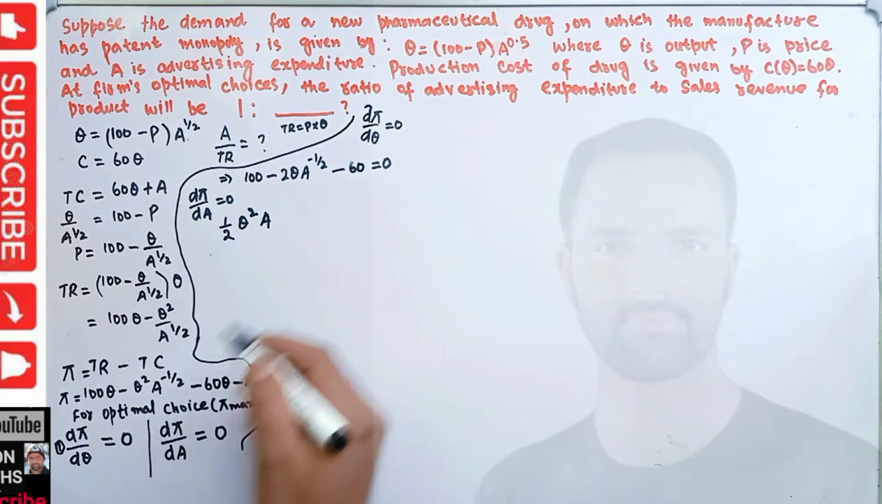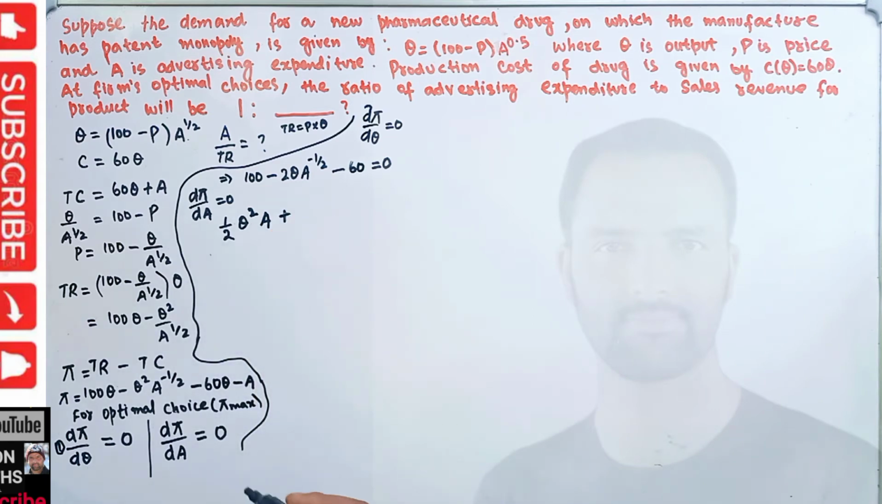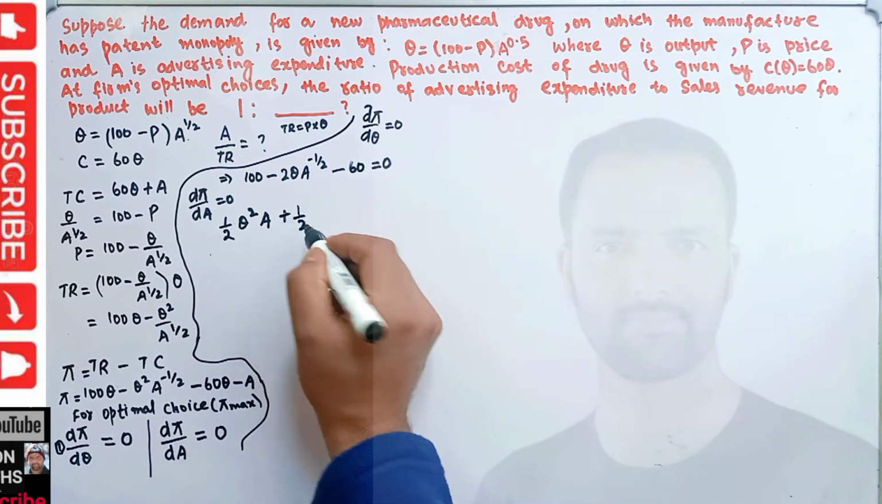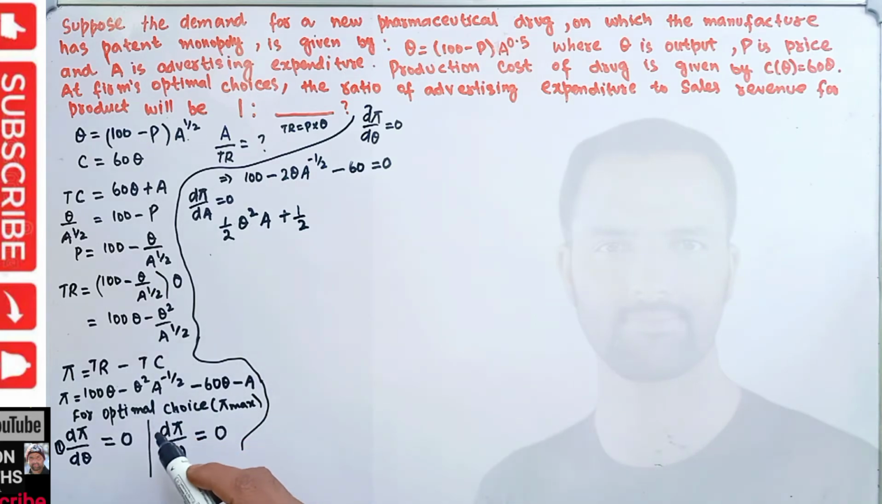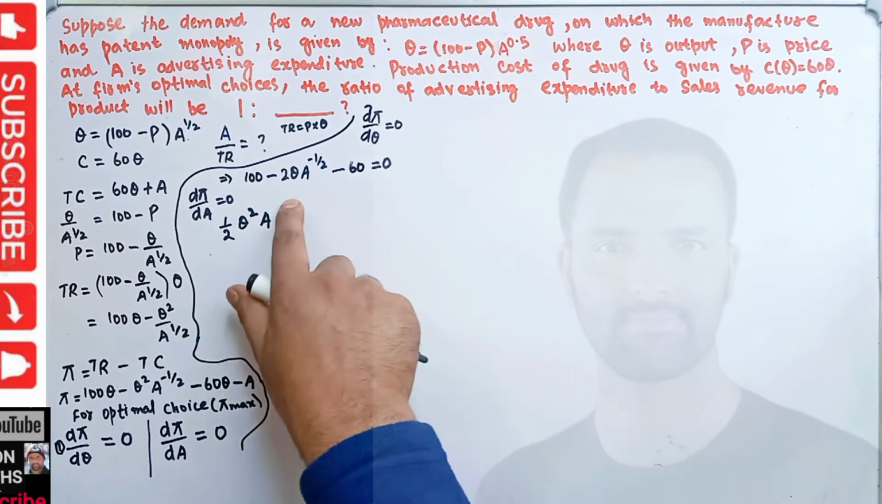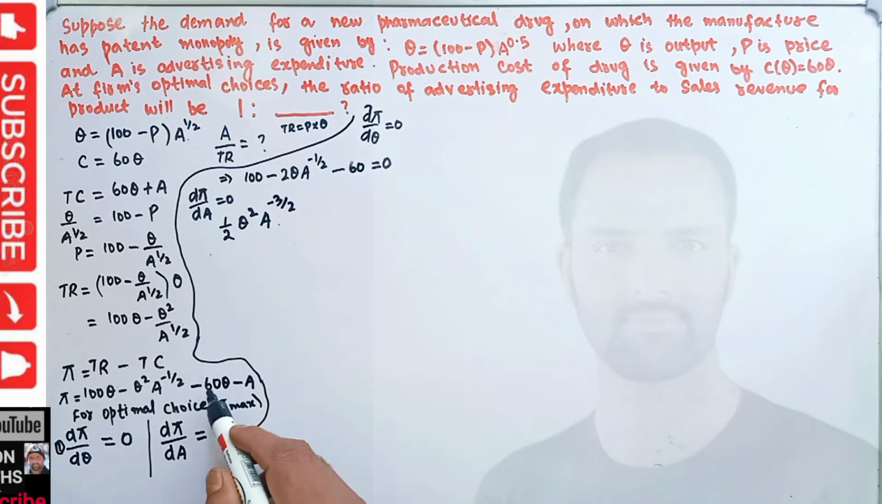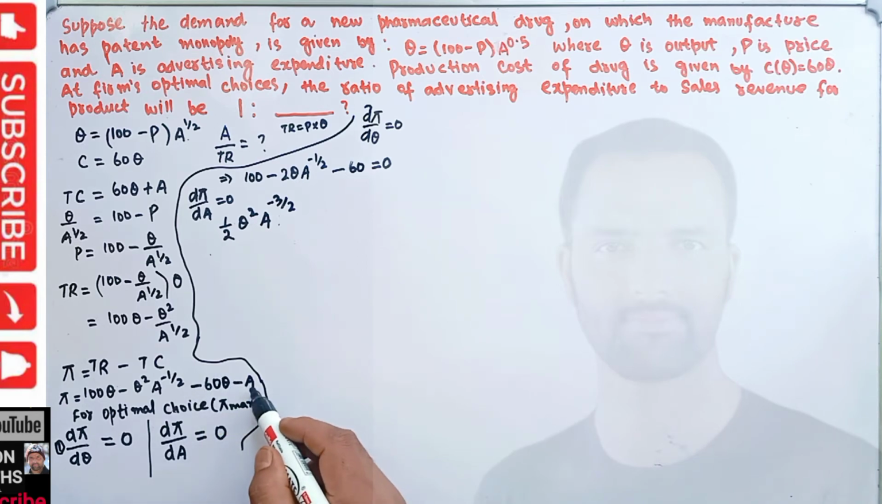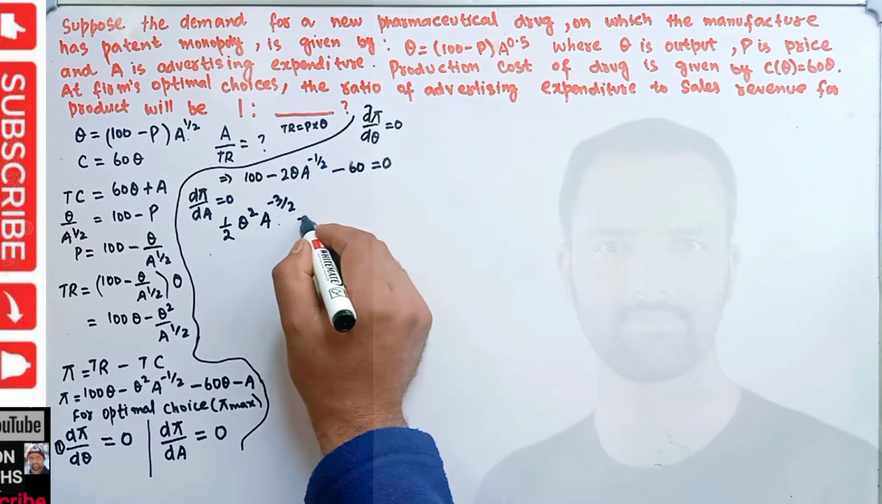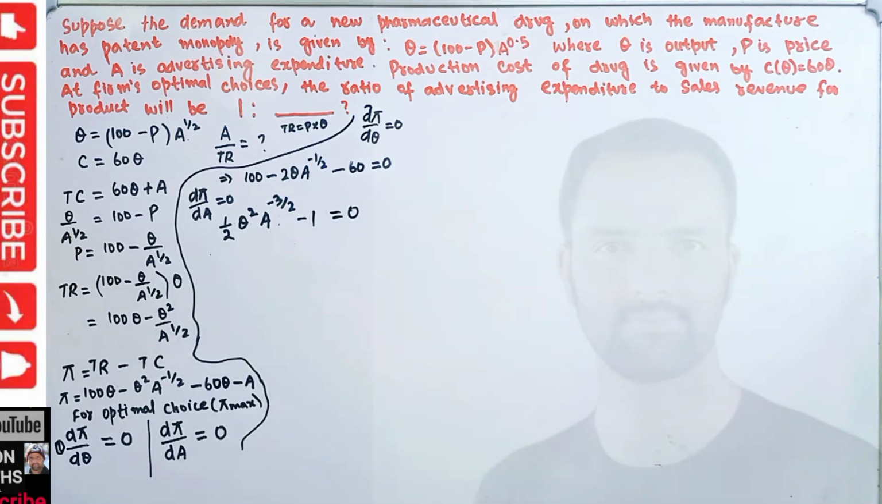So I will write here we have plus 1 upon 2 q square a to the power minus 3 upon 2. Sorry, we are differentiating this; I was just explaining that this will become minus 3 upon 2. Okay, and since no a is involved in this term, the derivative will be 0, and the derivative of a will be 1, so I will write here minus 1 and set it equal to 0. Okay, so this is our partial derivative of the profit function with respect to advertising expenditure, and we set it equal to 0. Okay, I hope I am making myself clear here.